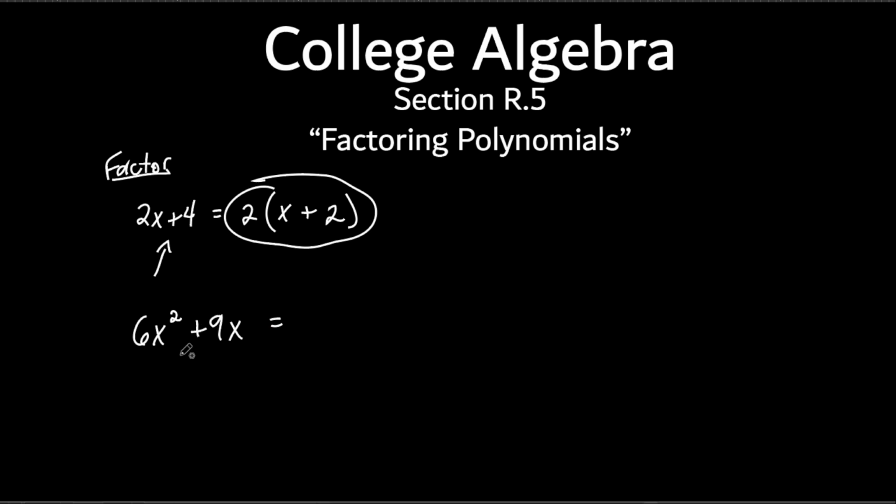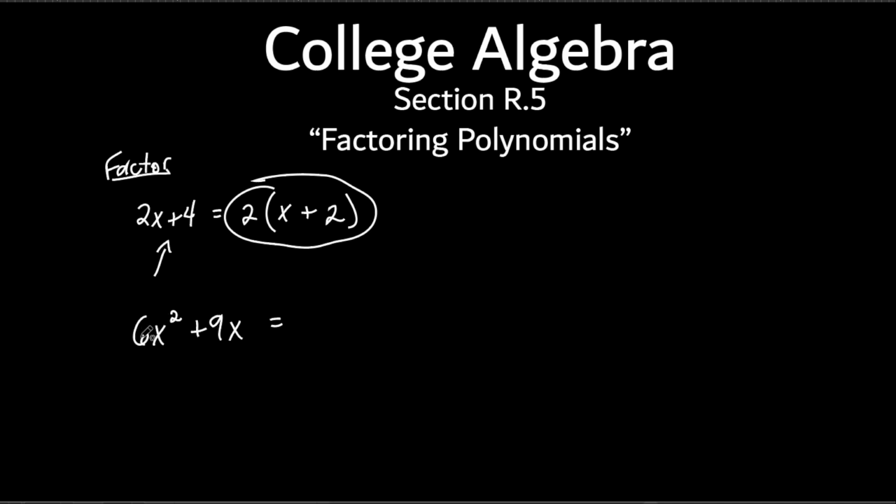So the first thing I always do is see if there's anything in common with both of these terms, okay? I got a 6x squared and I got a 9x. I got to look at this and I got to look at this. Is there anything in common with both of those? Anything that can divide out evenly? Yeah, a 3. And there's an x as well. There's a 3 and an x.